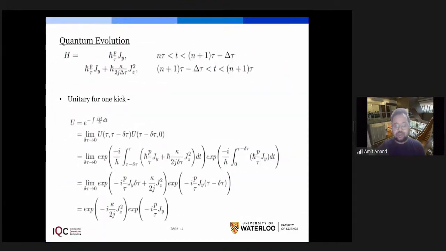So that was about the classical evolution. In quantum evolution, what we do is evolve the Hamiltonian just for one time period. We write what the unitary is for that. We get something of this kind, where the strength of this kick is given by this kappa parameter, and the rotation is given by p.